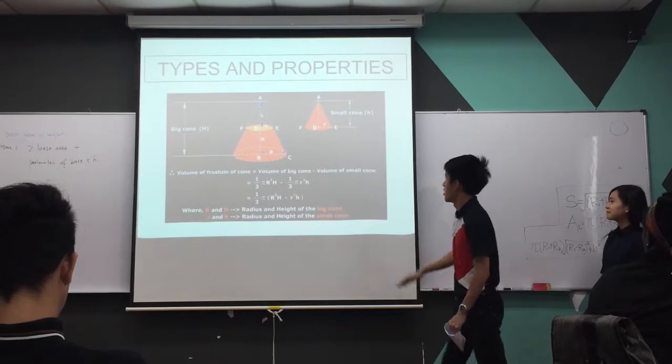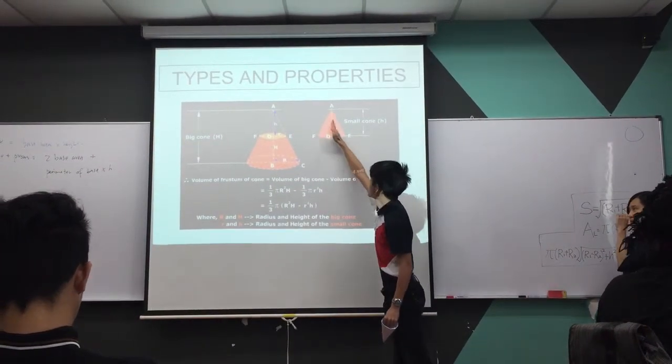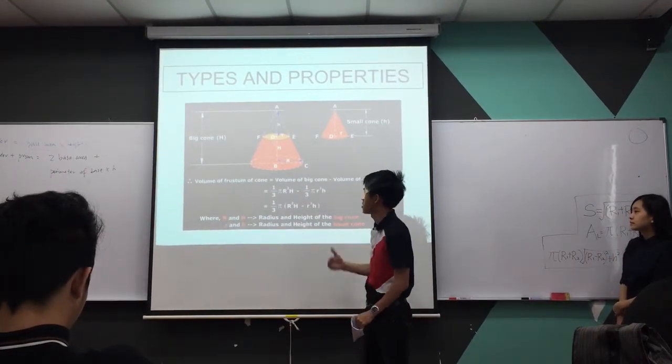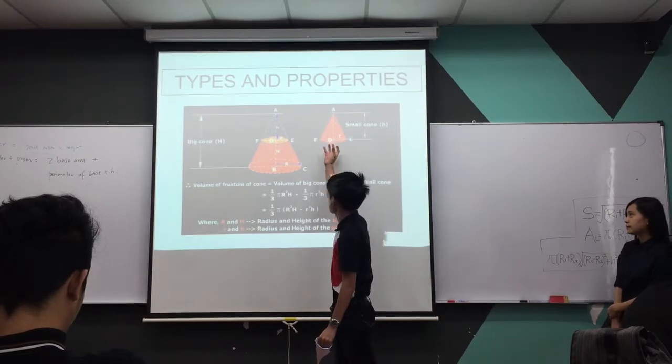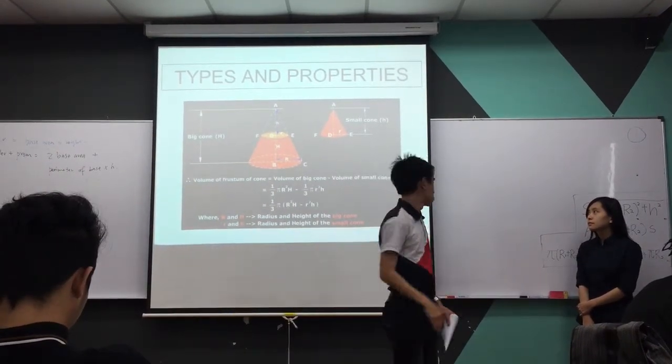When this is the cone, here is the radius, here is the diameter, and this is the height. And this is also the same for the frustum, but the difference between the cone and the frustum is that the cone has one circular base and the frustum has two circular bases.